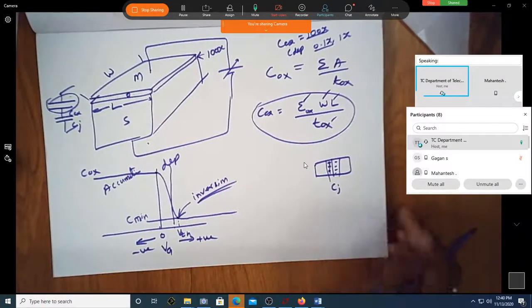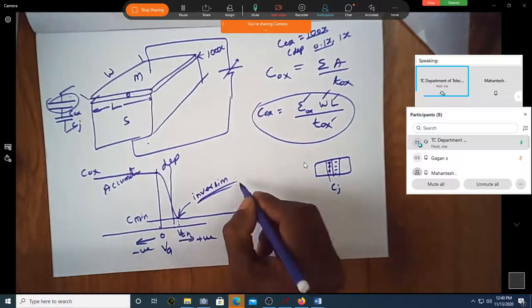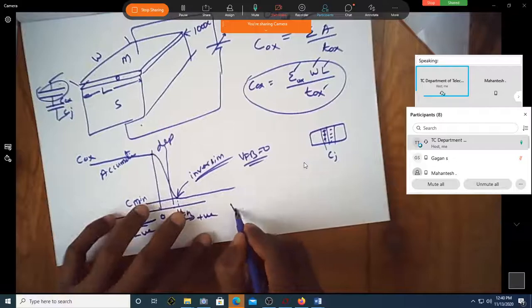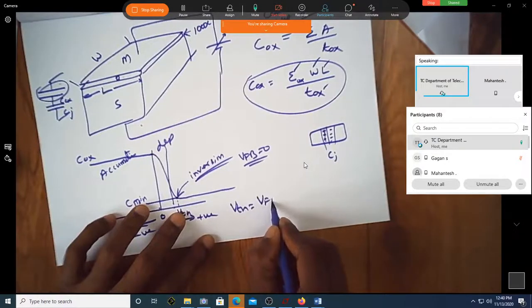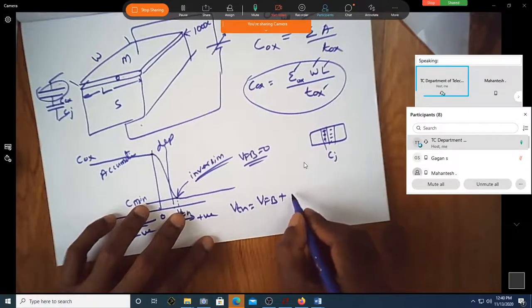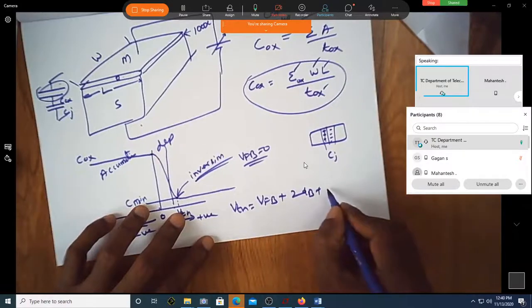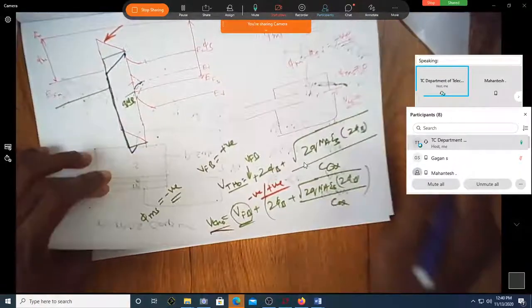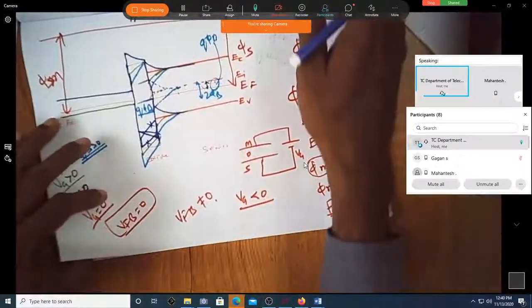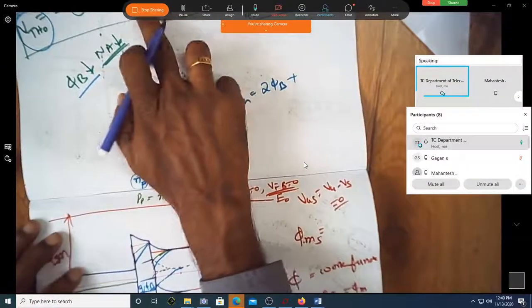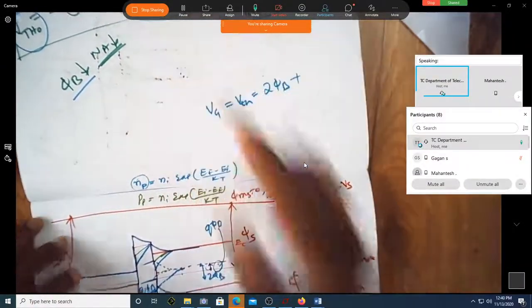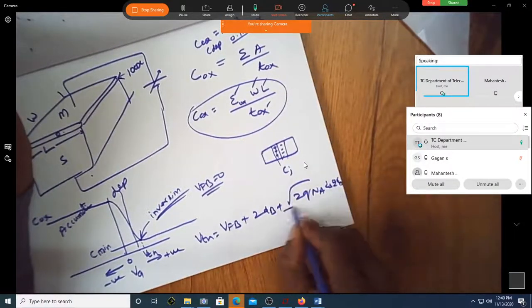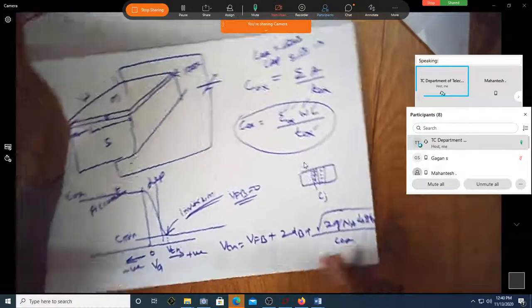See here now. Let us assume that here VFB is equal to 0. So what is actually VTH? VTH is equal to VFB plus 2 phi b plus the square root of 2q Na epsilon s 2 phi b by Cox. Of course, we had that expression.